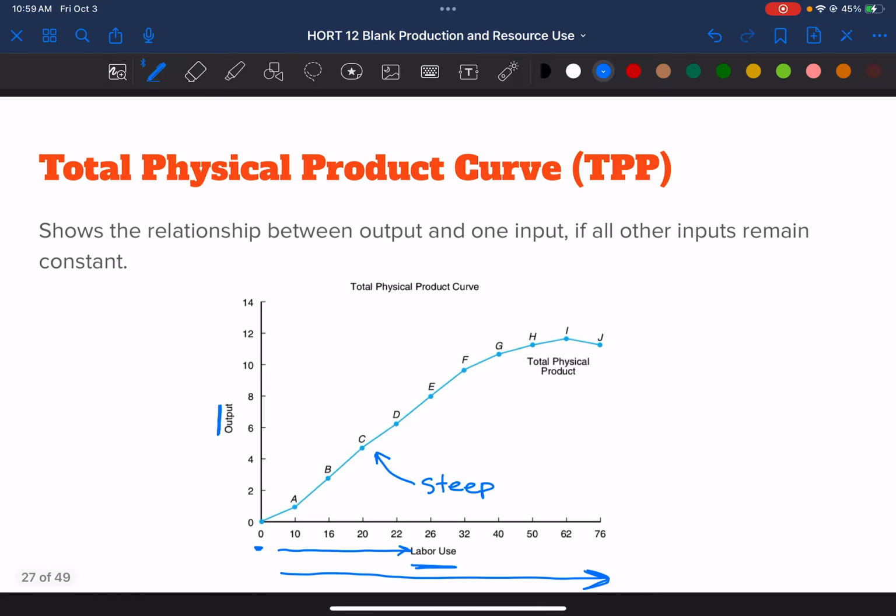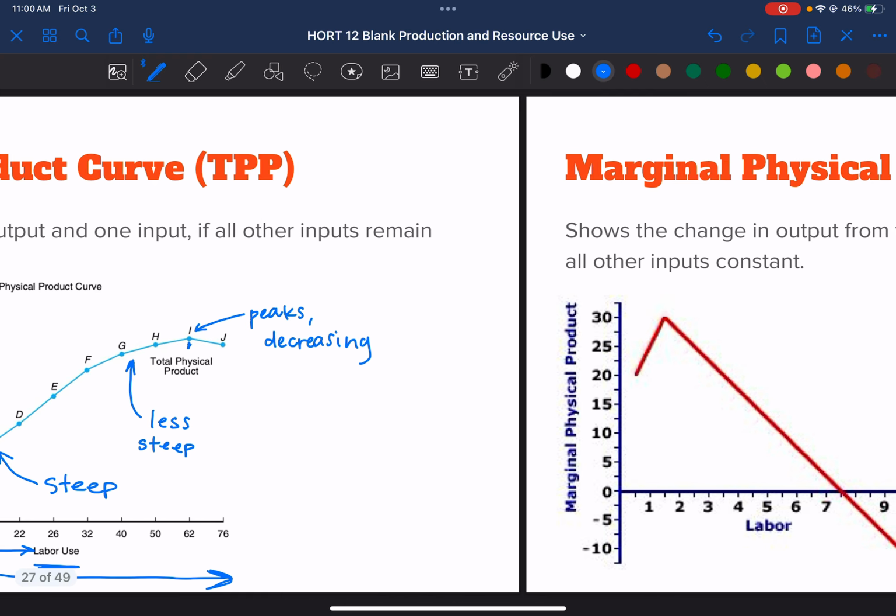But then when you get kind of up here, it's still increasing, but it's less steep. We're getting less output as we add more input. And then here it peaks and it starts decreasing, right? So it starts decreasing here at I, and that's because of diminishing marginal utility. And we'll talk about that pretty soon here.